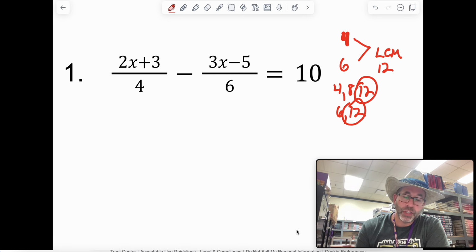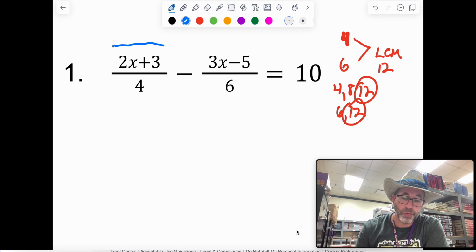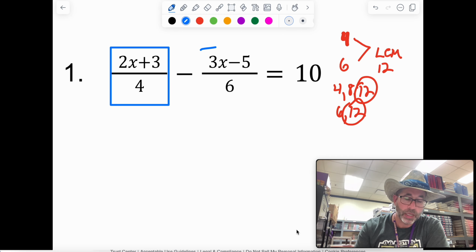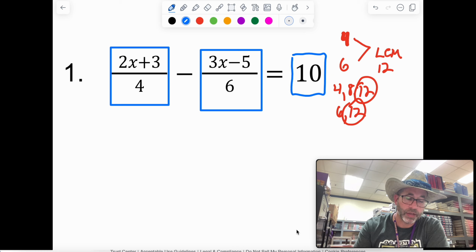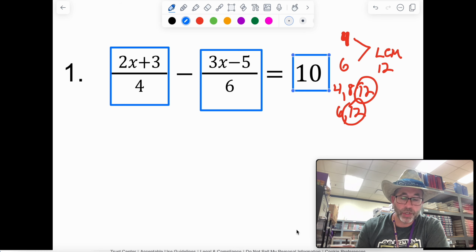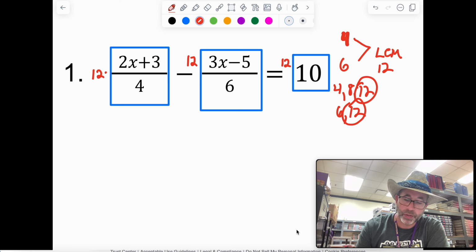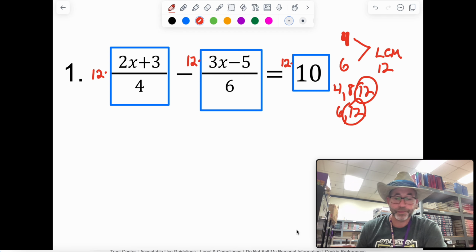What you do is you take each one of our individual terms that we have in this problem. When we say terms, we're saying this entire part right here counts as one term, this entire part right here counts as a term, and this right here will count as a term. And we're going to take each one of those and multiply it by that least common denominator, or the least common multiple, which is 12. So we're going to throw a 12 on there, a 12 on there, and a 12 on there, and what we're doing is multiplication for each one of these.